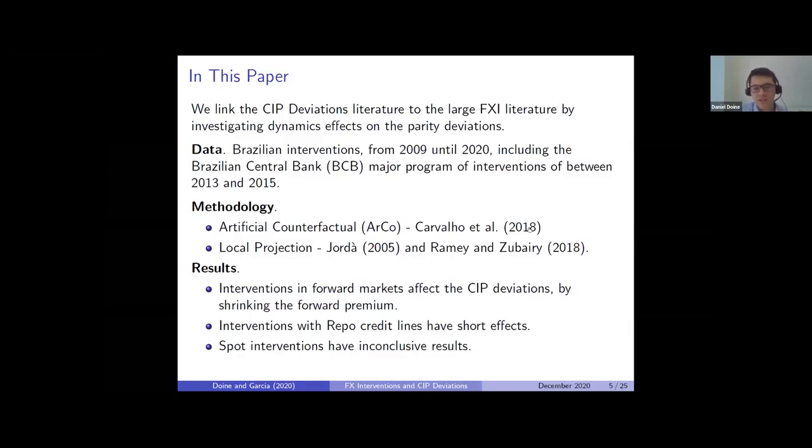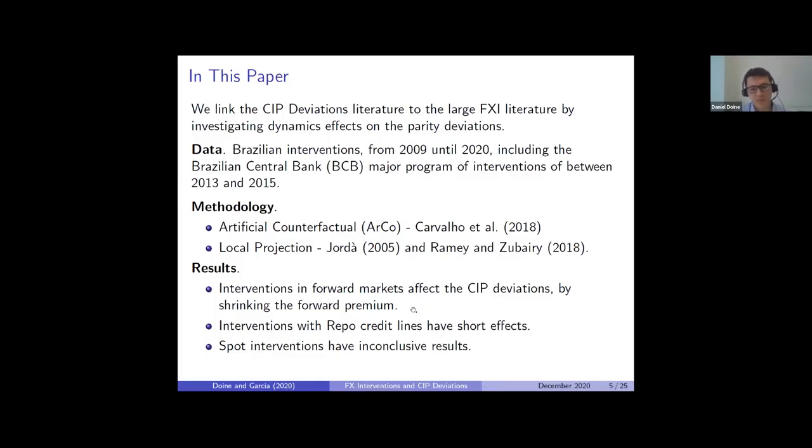Okay, and in the second moment, we use local projections to study the effect of interventions in a broader way. And just to clarify here, the ARCO we use for the program from 2013 to 2015, and local projections we use for the rest of the sample, from 2009 and 2000 until now, right? And some results we have until now.